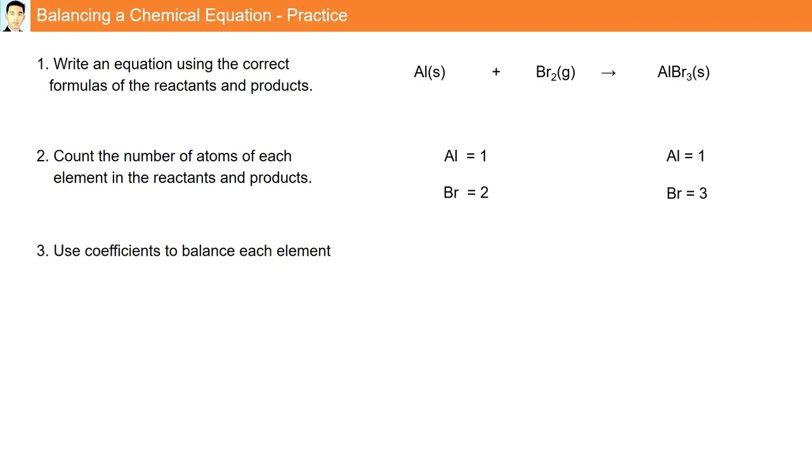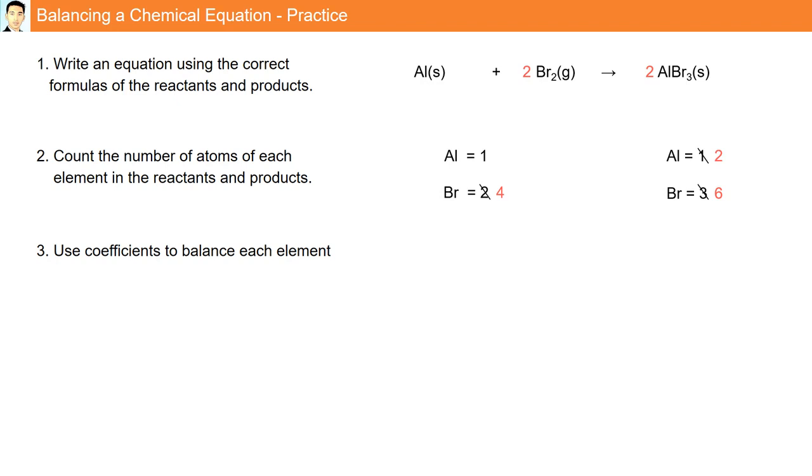Since the bromine does not equal, we go back to the reactant side and we try to change it from 2 to another number. If we add a coefficient of 2, now we have 2 diatomic molecules of bromine, which gives us 4 atoms of bromine. However, on the product side, we only have 3 atoms of bromine. So now we go back to the product side and we add a 2 in front of AlBr3, changing bromine to 6, while aluminum changes to 2.